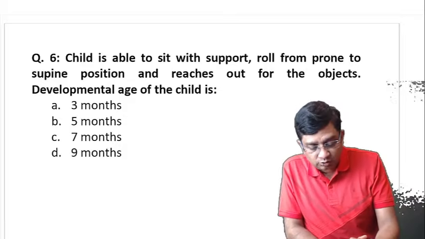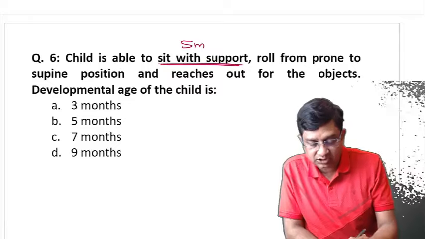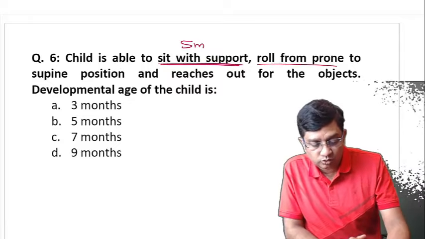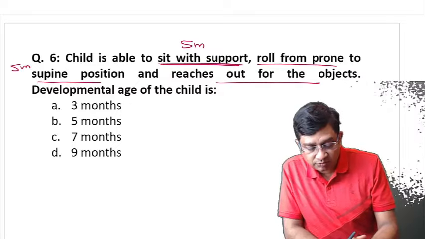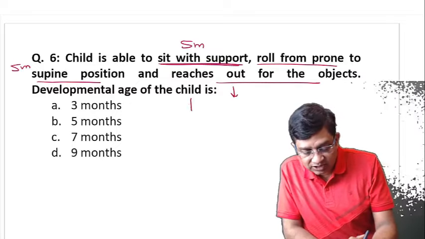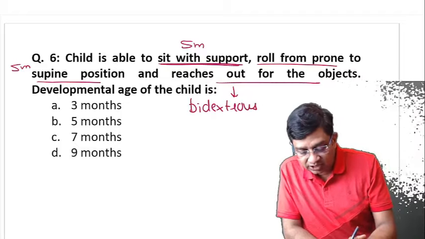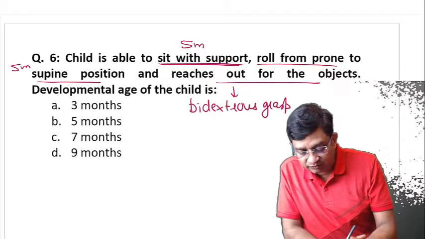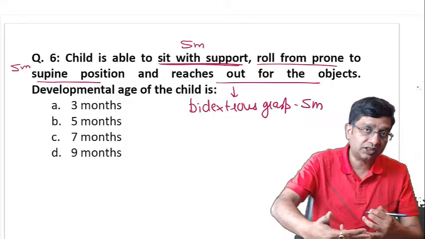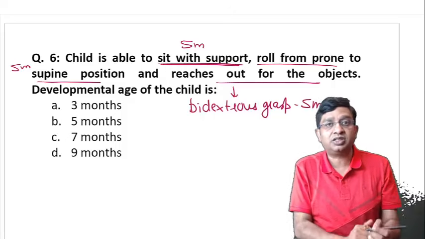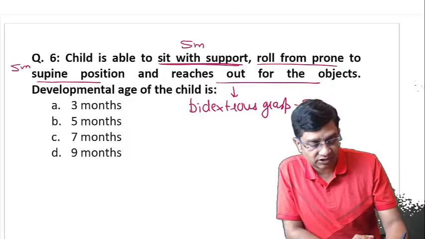Child is able to sit with support. Now sit with support, the age comes out at 5 months. Roll from prone to supine, again the age is 5 months. Reaches out for objects, that is the bidextrous grasp, again the age is 5 months, right? And the child rolling appears when which reflex disappears? The answer is asymmetrical tonic neck reflex, right?